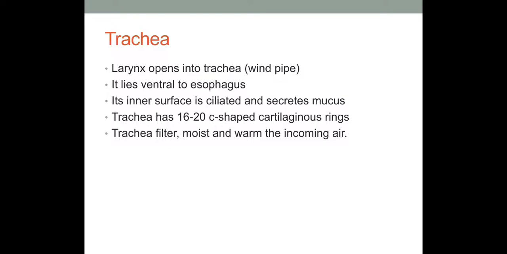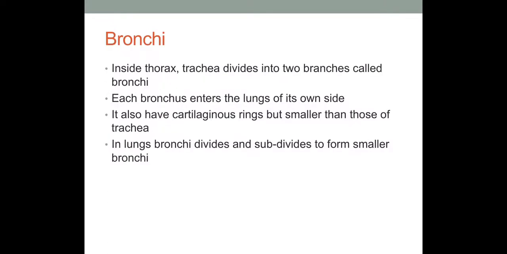The trachea lies ventral to the esophagus. Its inner surface is ciliated and secretes mucus. It means the germs and dust particles will be trapped here, and the air will get moist. Then the trachea has 16 to 20 C-shaped cartilaginous rings which prevent the trachea from collapsing, and the trachea filters, moistens and warms the incoming air.